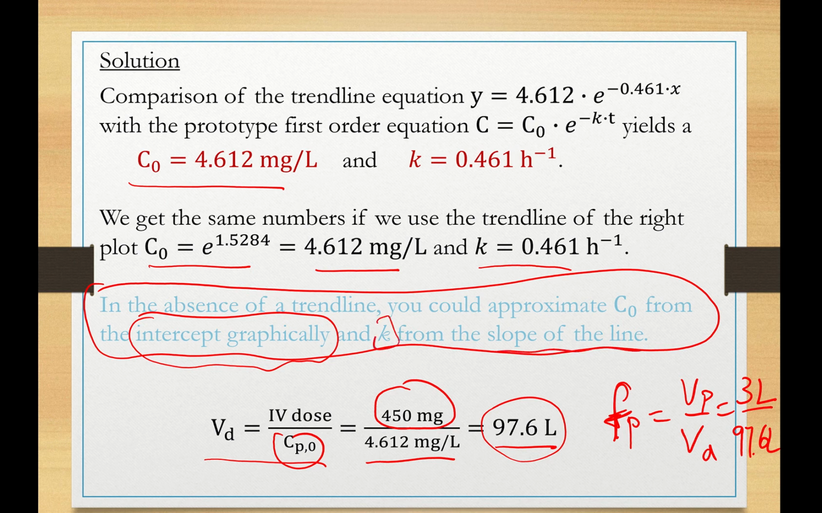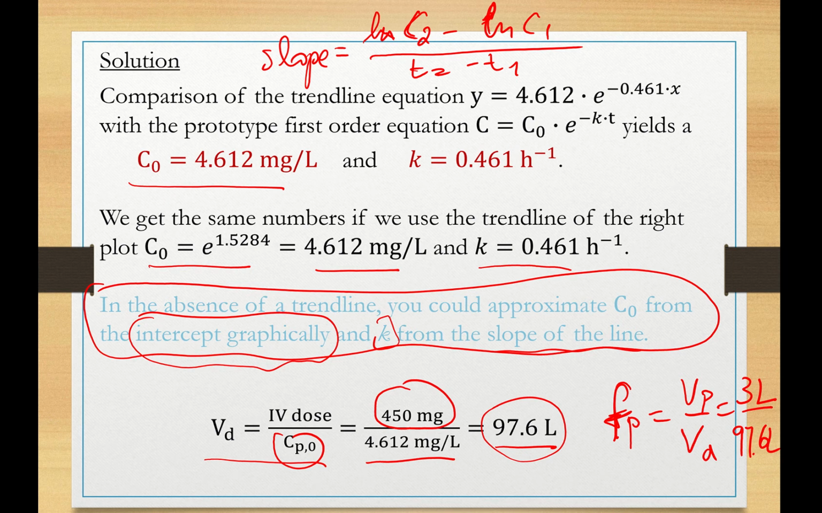Again, it's going to be an approximation, and remember, so I'm just going to write it here, your slope in this case is going to be ln C2 minus ln C1 over T2 minus T1. It's not going to be C2 minus C1.